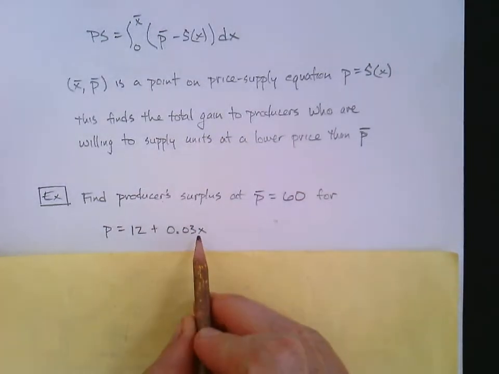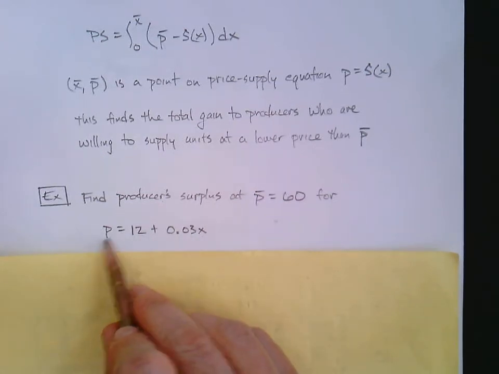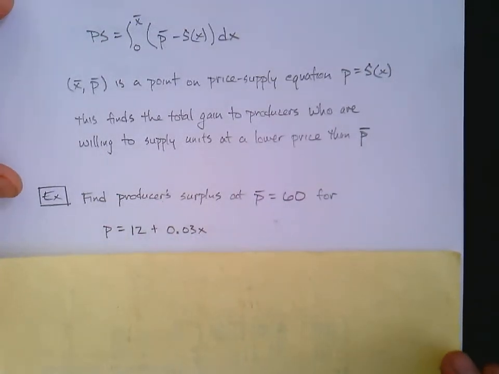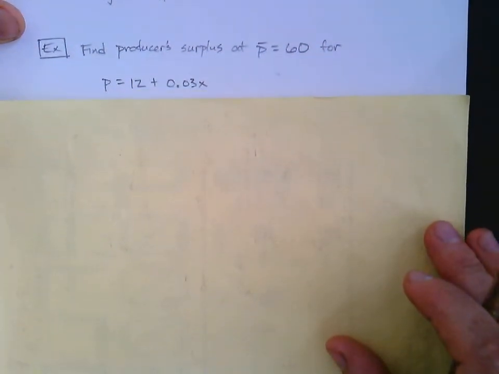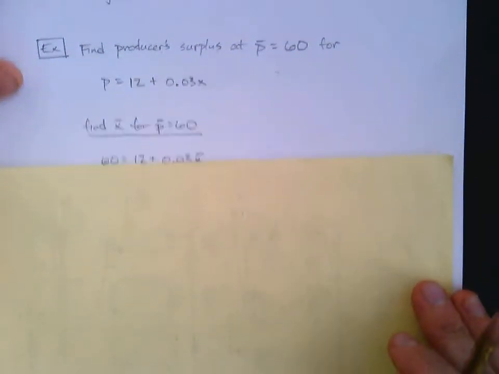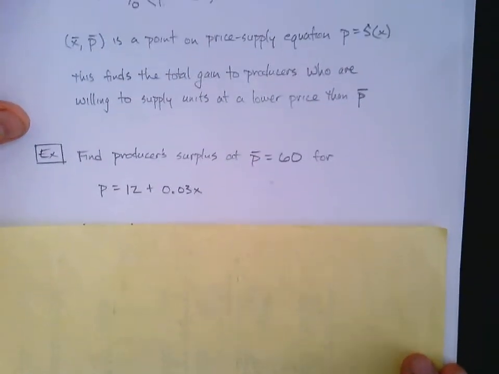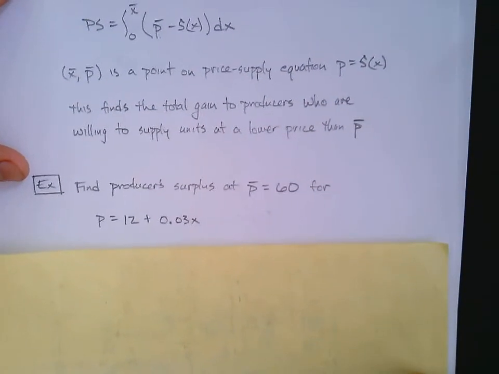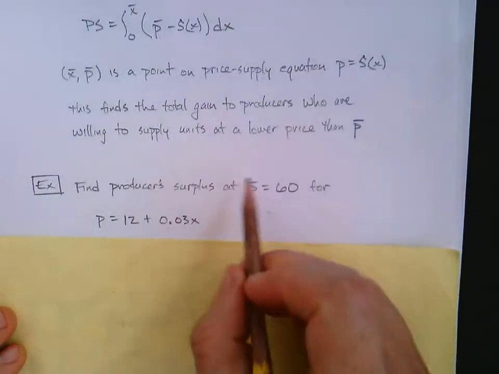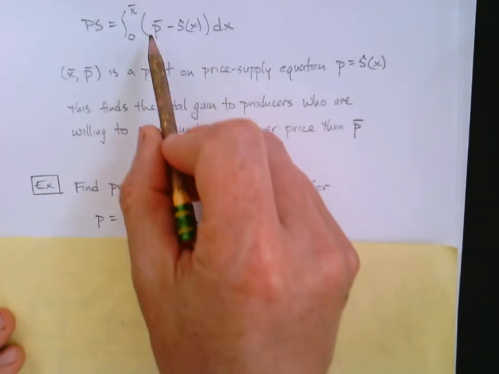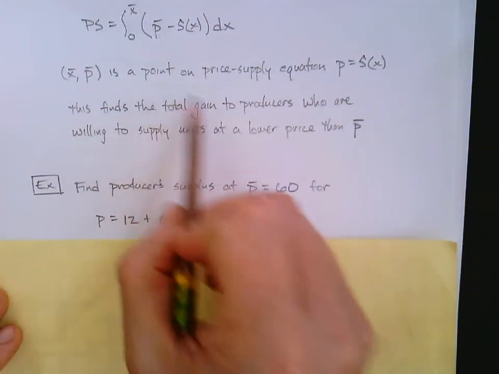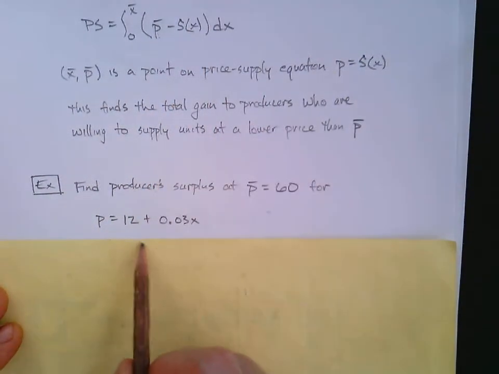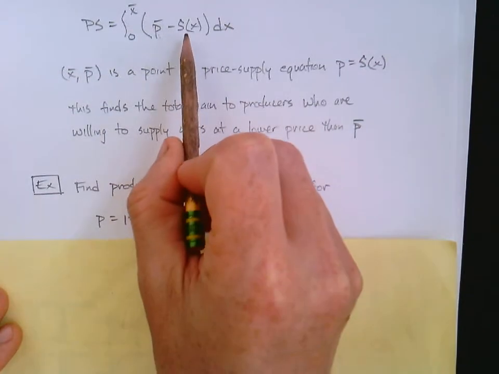So we can see as supply goes up, price goes up. Interesting. So let's take a look here. They gave us P bar. That's great. We know what to plug in for P bar. Here's the problem though. I know what the S of x is. That's our function, 12 plus 0.03x. So I know what to plug in there.